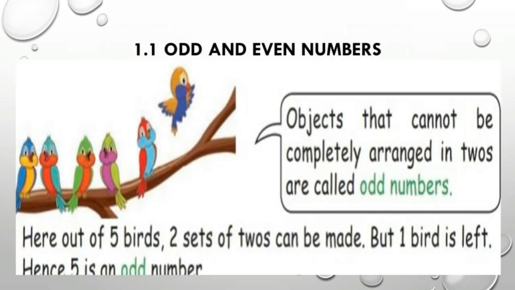Look at the picture. How many birds are there? Yes, now it's 5 birds only because one bird flew away. Can we split these birds equally? No. Also see here, 5 birds: 2 birds and another set of 2 birds and then a single bird sitting separately. So the objects that cannot be completely arranged in 2s are called odd numbers. Here out of 5 birds, 2 sets of 2s can be made, but 1 bird is left. Hence 5 is an odd number.